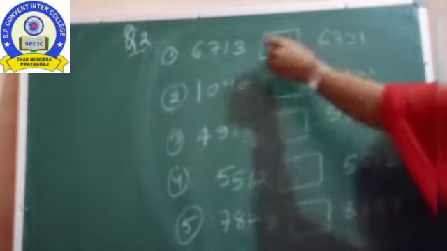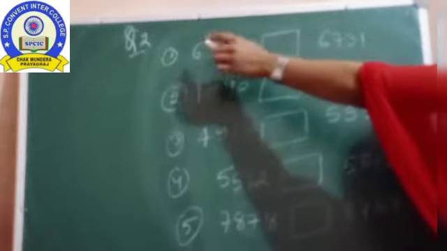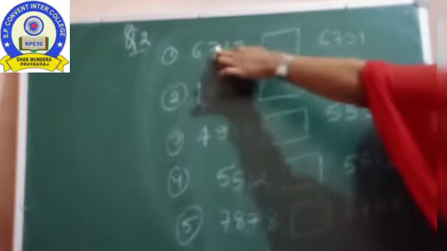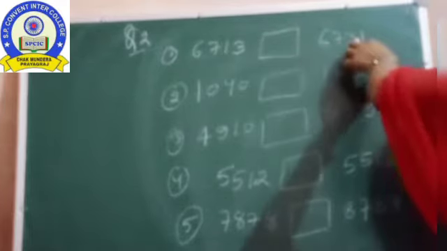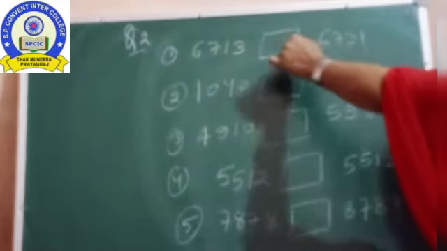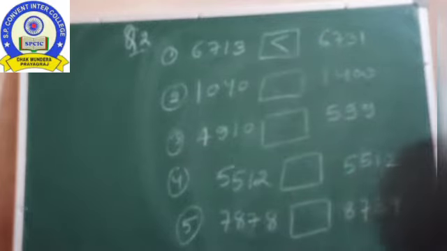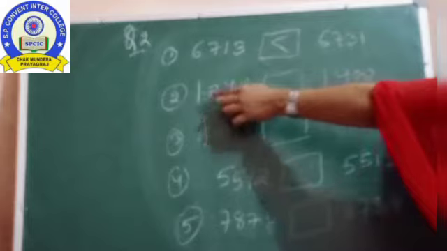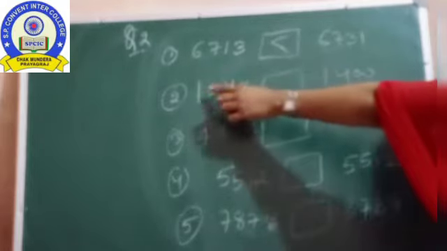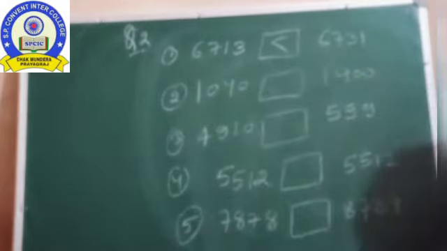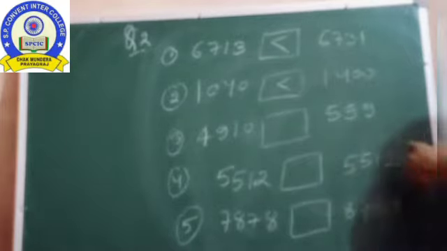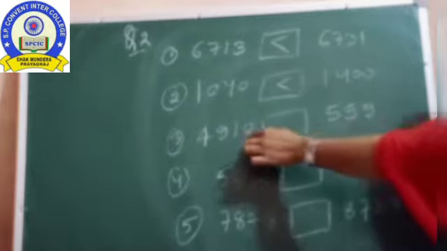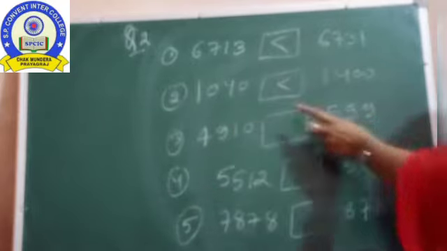Here is 6, here is 6. Now second, it is 7, it is also 7. This is 1, this is 3. 3 is greater than 1, it means the sign will be less than. Okay. Now 1 and this is 1, this is 0 and this is 4. 4 is greater than 0. Now it has 3 digits and it has 4 digits. This is greater than this number.